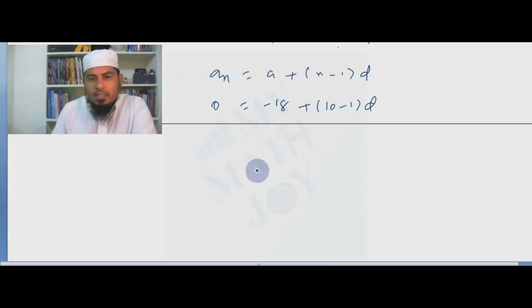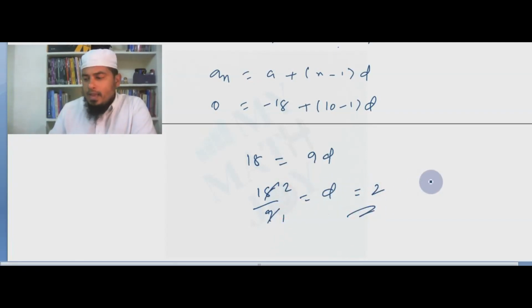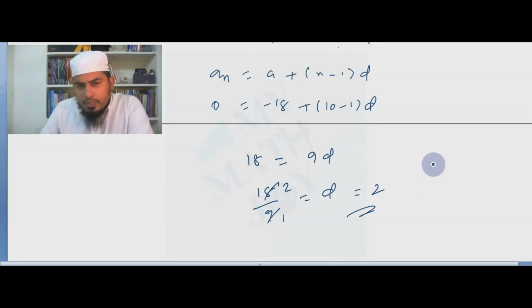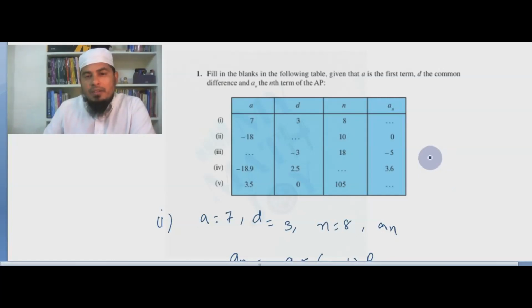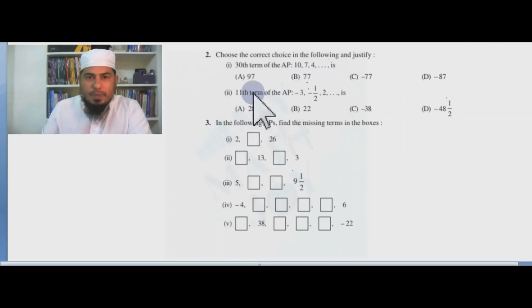Transpose a minus 18 to the left side, 18 equals 9d. Transpose 9 to the other side, 9 times 1, 2, exactly 2 will be the answer. So in this way we get the solutions. So please complete this table and then we proceed to the next question. I am explaining here orally. You can do it very easily, comfortably.